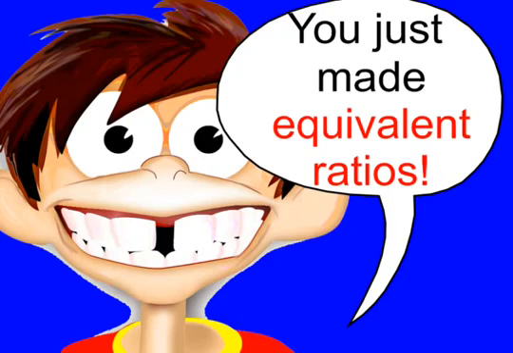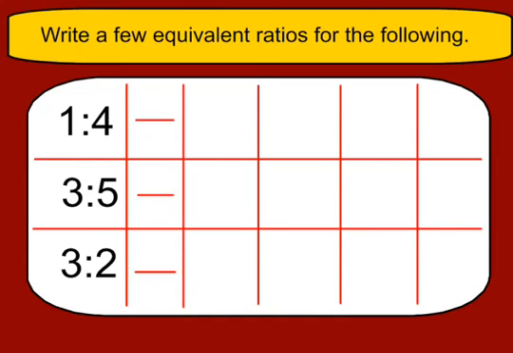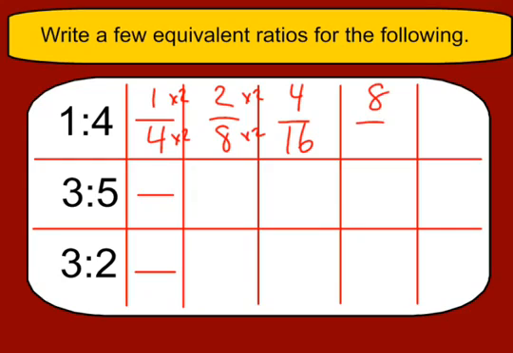So we just made some equivalent ratios. Let's make a few more. So here we have a ratio of 1 to 4, and I'm going to write that as a fraction, 1 to 4. So if you were asked to write some equivalent ratios, a real easy way to do it, if I just double the numerator and denominator, 2 to 8 would be an equivalent ratio. I could double them again, 4 to 16. I could double them again, 8 to 32. All of these ratios, if you simplified them, they all would equal 1 to 4.